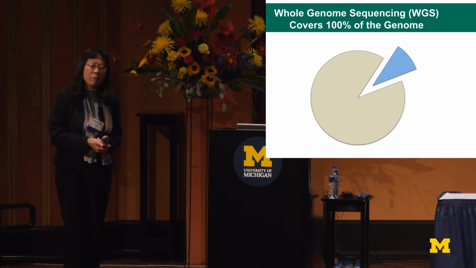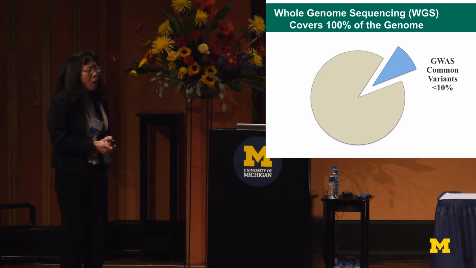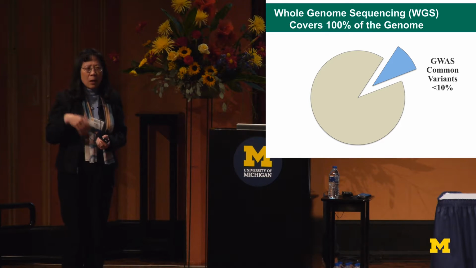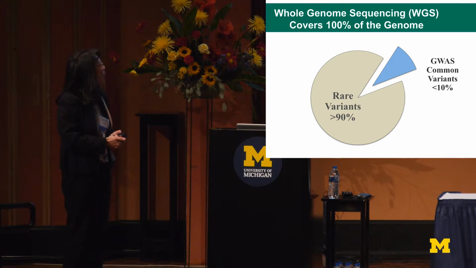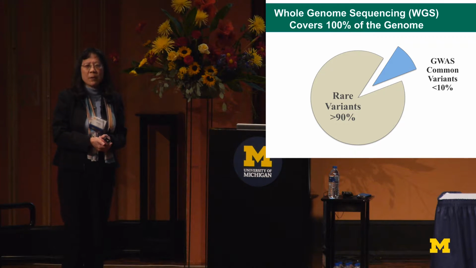Many of you have heard about GWAS studies. GWAS only covers about 10% of the genome. GWAS has been successful in identifying relationships between common variants and human disease and traits, but it missed 90% of the genome. By doing whole genome sequencing, we cover 100% of the genome. That basically is the whole human genetics.